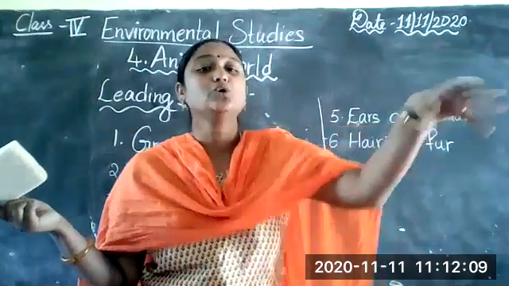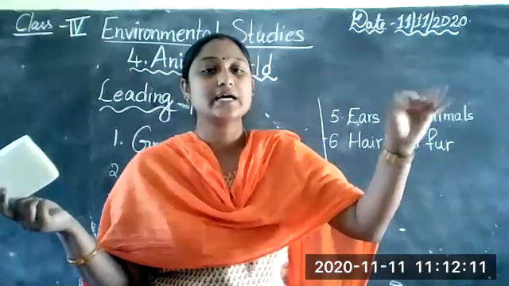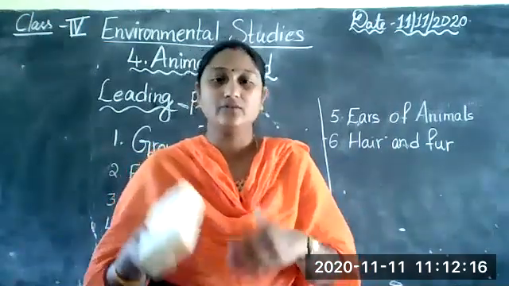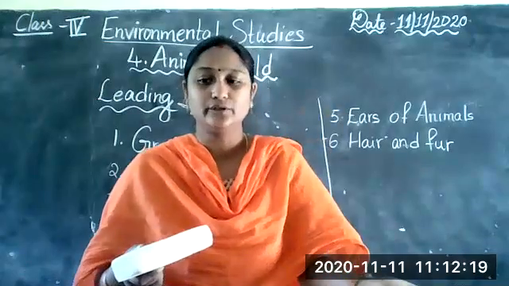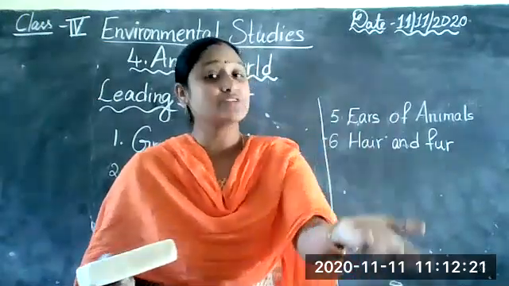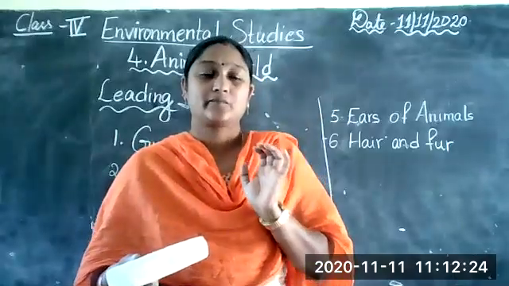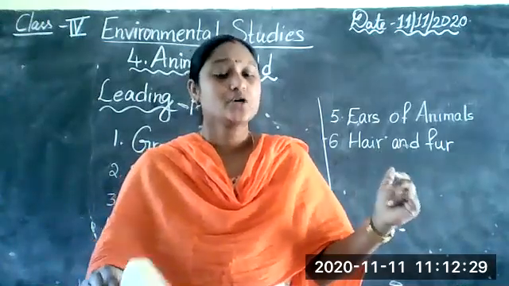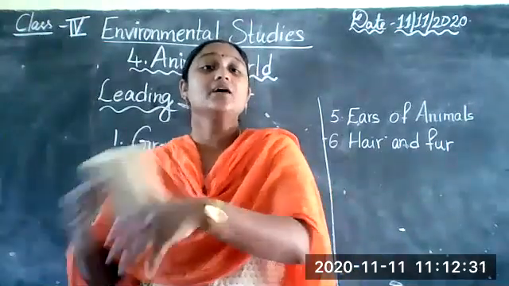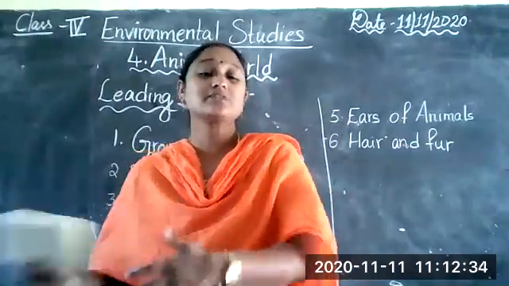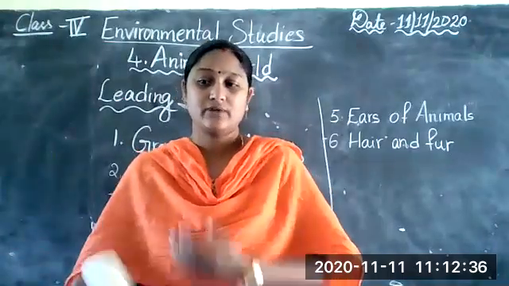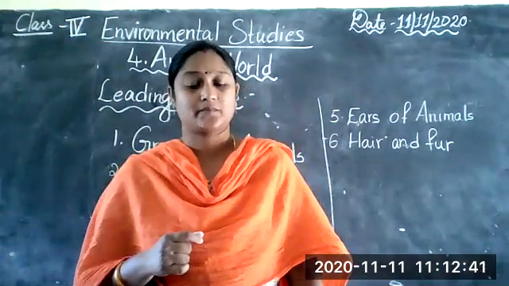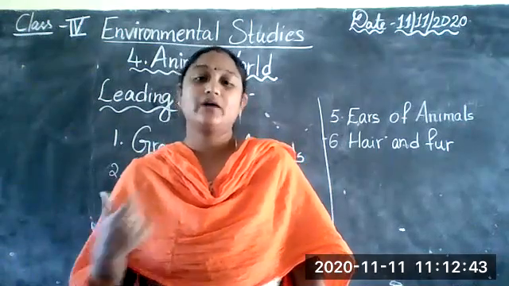Because they all are living in groups. Some of the animals are living in groups because they do so to find food and water and protect themselves from enemies, from another animal too. Why? Because some of the animals are hunting. So that is why they protect themselves when they are living in groups. They protect themselves from their enemies, and bring up their young ones also.